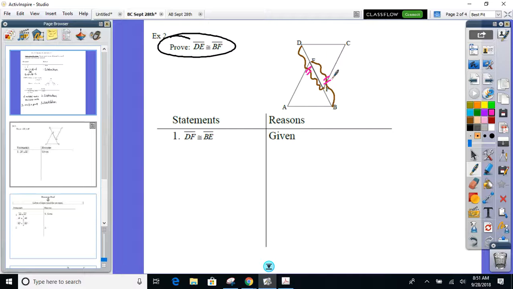I cannot subtract in statement 2. Why not? What did I give you? Just 1 pair, right? You need 2 to be able to subtract. So we're going to have to do some investigating here and find out what should I be subtracting from DF and BE to get DE and BF. All right, take a look at the diagram. Everybody, take a look at the diagram right now. Figure out what must I subtract from those 2 bigger segments to get to the 2 smaller ones.